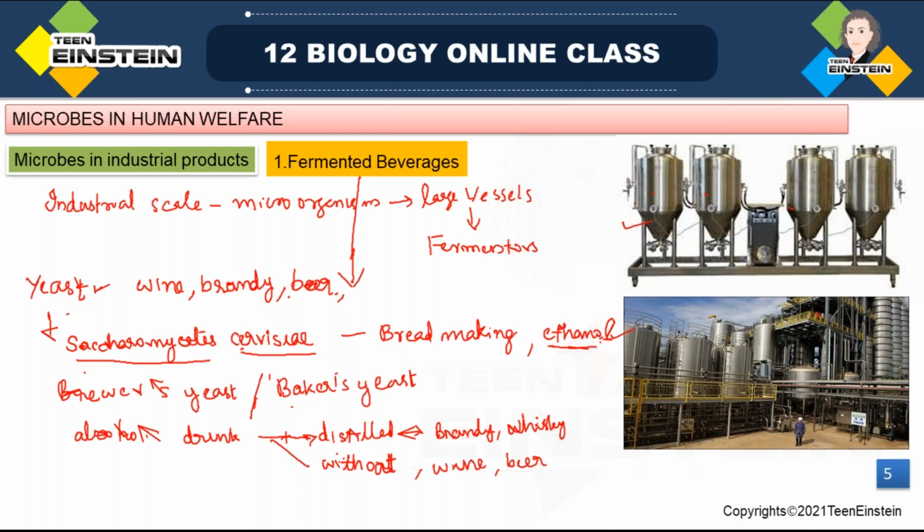Then here you can see the fermenters. In this picture you can see the fermenters and the fermentation plant. This is the whole fermentation plant, and inside this plant you can see this kind of fermenters also.